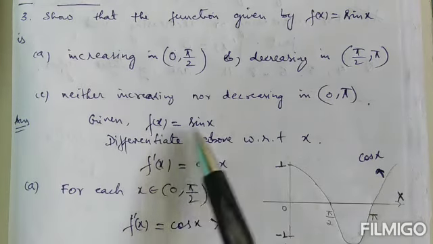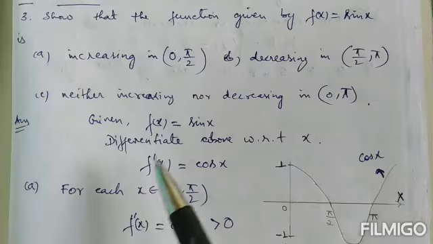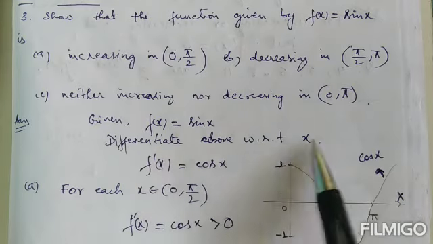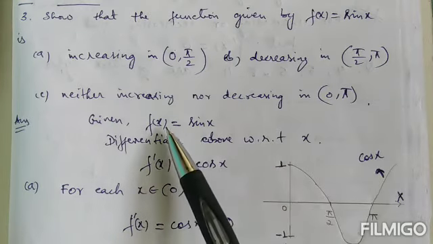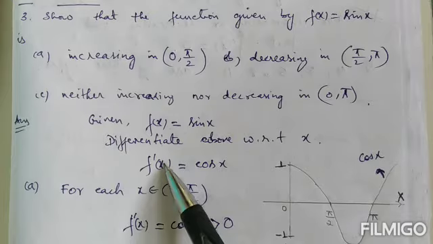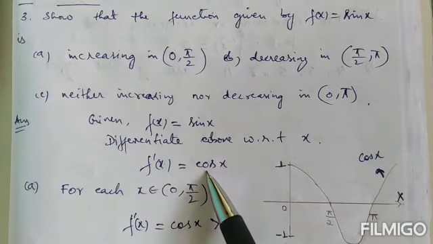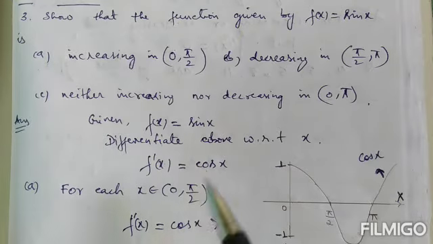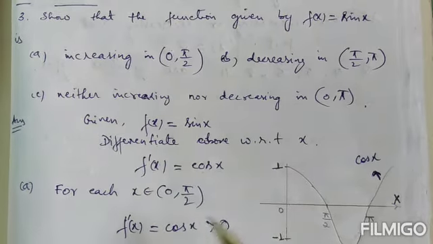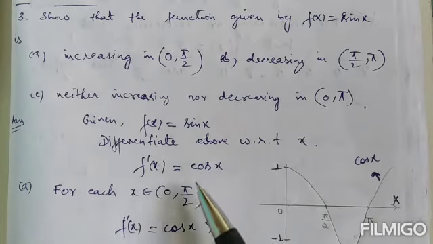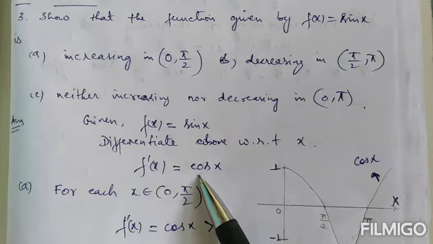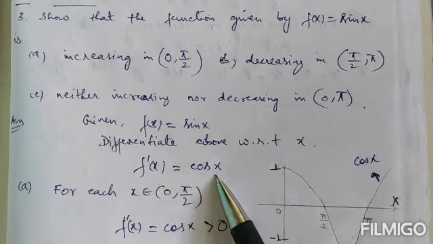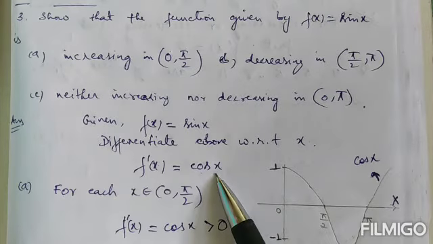Given f(x) equal to sine x, this is the first step. Differentiate it with respect to x. When you differentiate f(x), you will get f dash of x. Differentiate sine x, I write directly here, cos of x. This is straight from the formula. So now it depends on cos of x. If cos of x is greater than 0, it will be increasing. If it is less than 0, it will be decreasing.